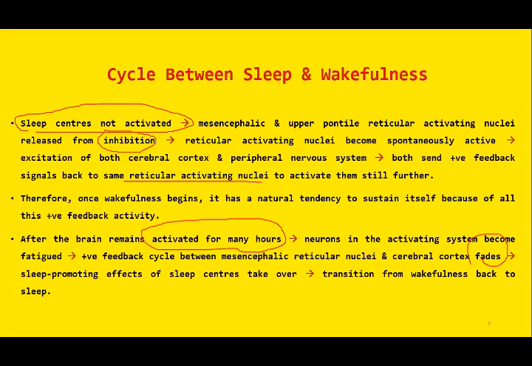So this is the cycle between sleep and wakefulness. During wakefulness, when the sleep centers are not activated, the reticular activating nuclei take over, and the person goes to wakefulness. If the person remains active for many hours, this will cause fatigue of the neurons, the positive feedback cycle will fade away, and this will be followed by the domination of sleep promoting areas.